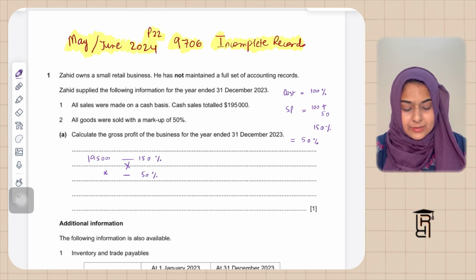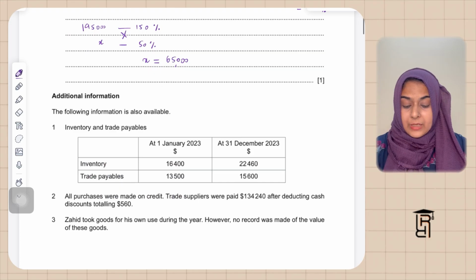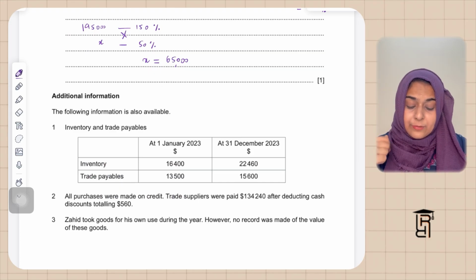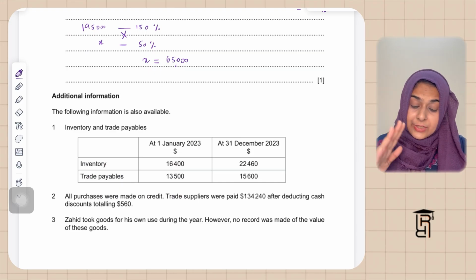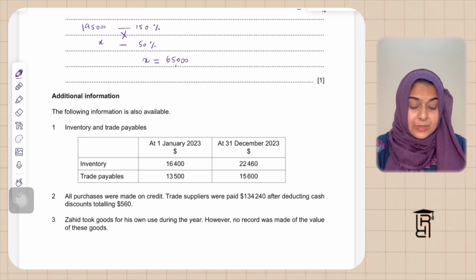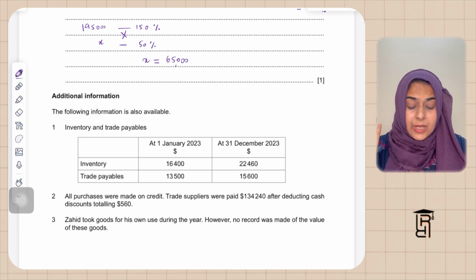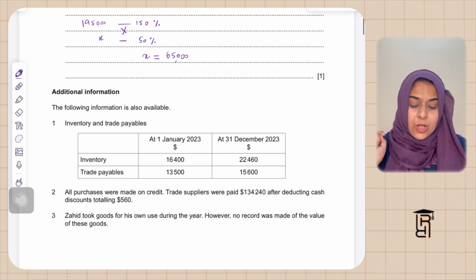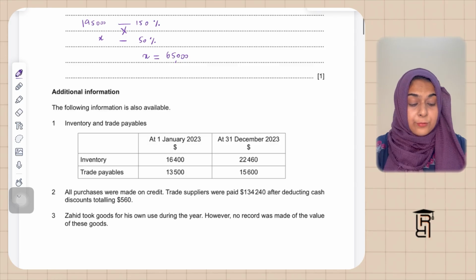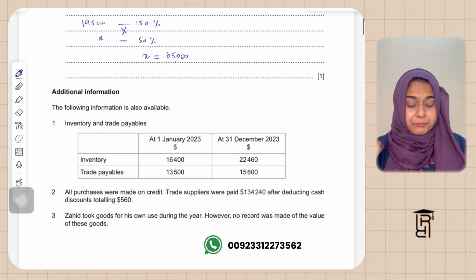The next part of the question says, additional information. The following information is also available. They've given you inventory at 1st January 2023, inventory at 31st December 2023, and then trade payables at start and trade payables at end. They're saying all purchases were made on credit. Trade suppliers were paid 134,240 after deducting cash discounts totaling $560.